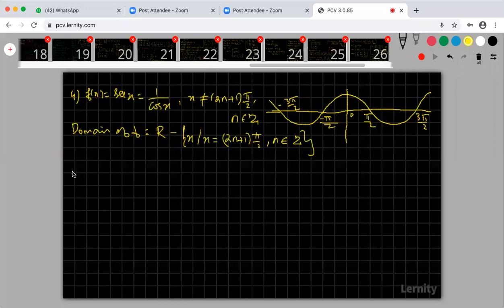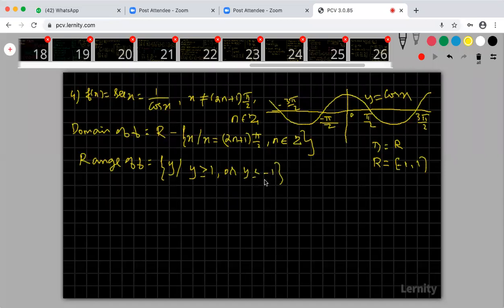Okay, what about the range? What is the range of y is equal to cos x? The domain of this function is R, and the range is minus 1 to 1. For secant x, the range of f is the set of all y such that y is greater than or equal to 1 or y is less than or equal to minus 1.